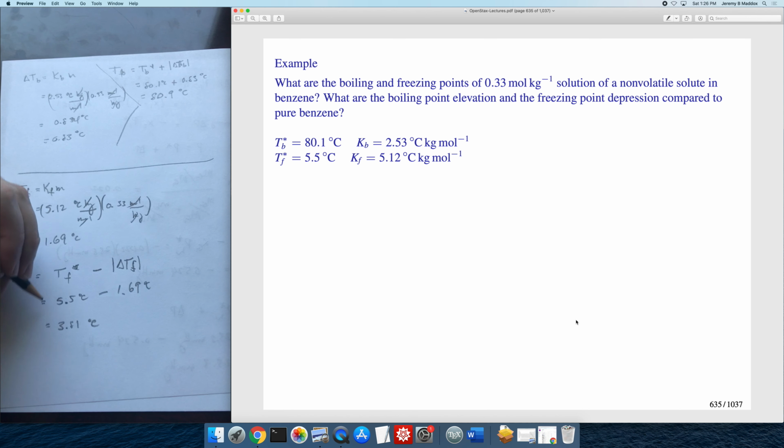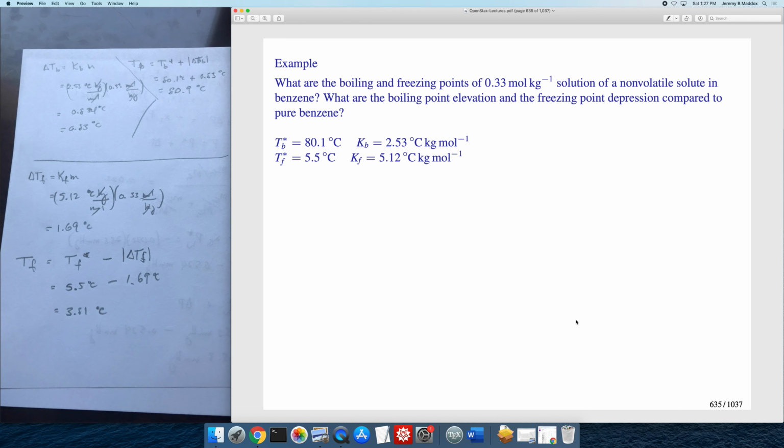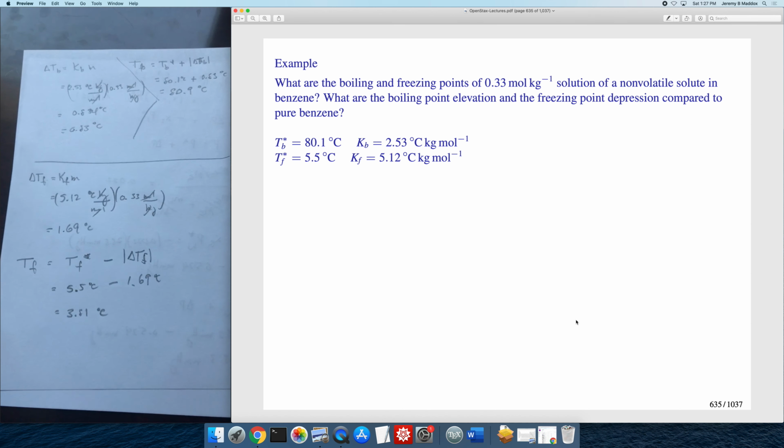So a larger drop in the freezing point compared to the rise in the boiling point. And that's true for all compounds. For all compounds, you're going to find that Kf is a larger value than Kb, therefore the freezing point depression is a larger effect than the boiling point elevation.